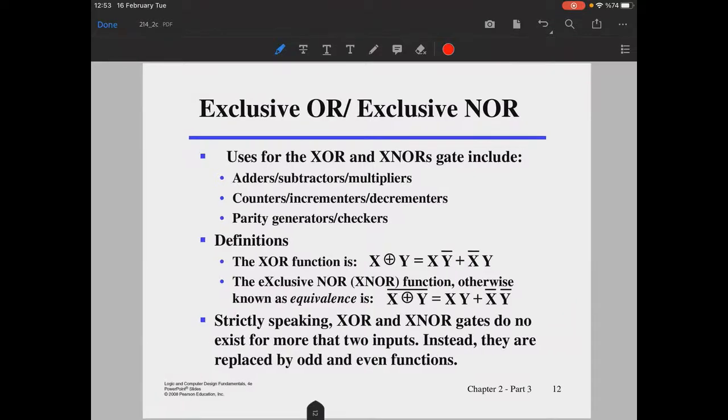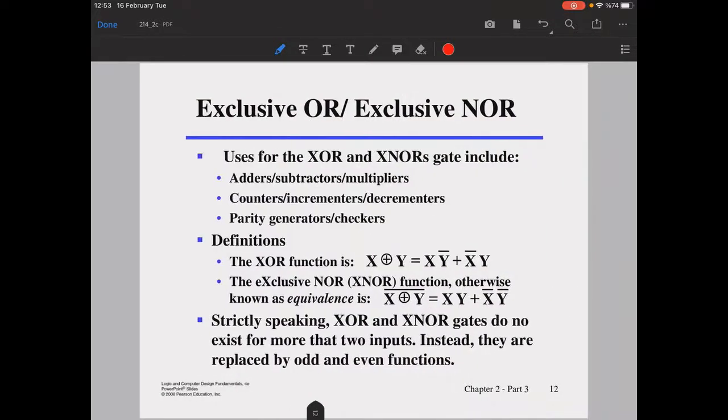you cannot get 1 here. The result will always be 0. And XNOR function is exactly the inverse of that operation, so it is different now. If they are the same, the output will be 1. That's why it is called the equivalence function. This one catches the equivalence between the inputs, and this one catches, let's say, the difference between the inputs. That's it.